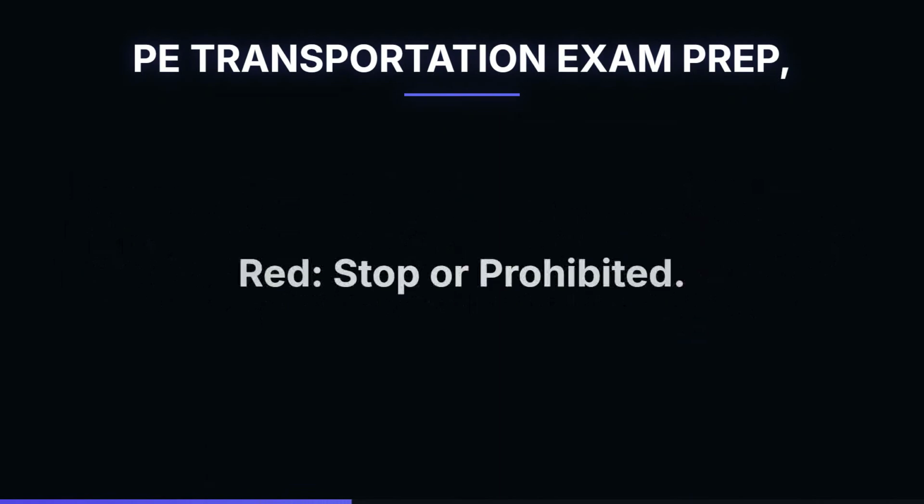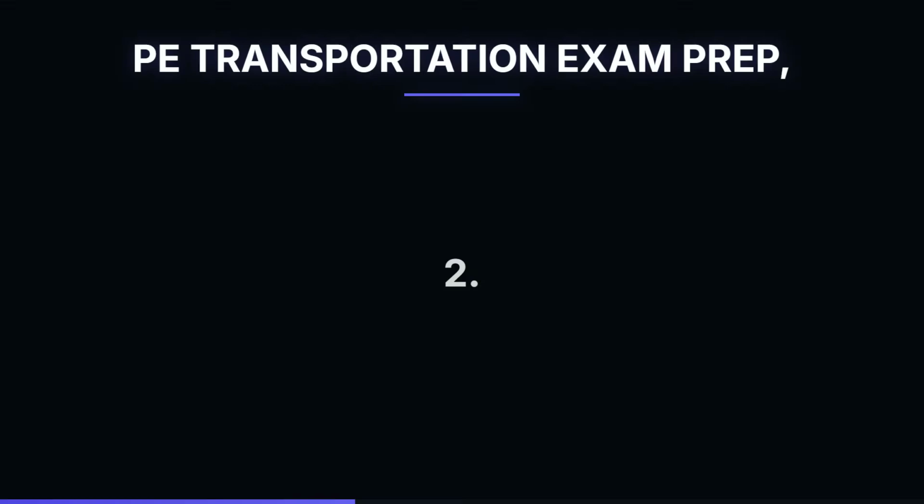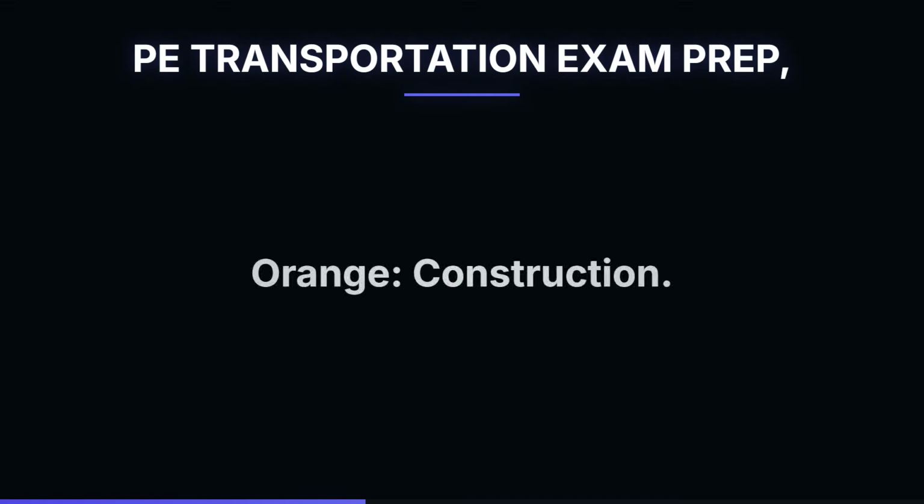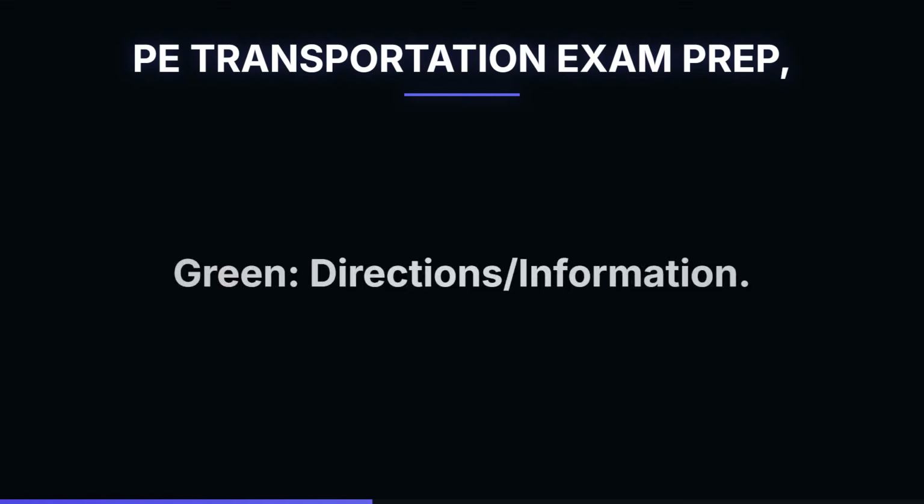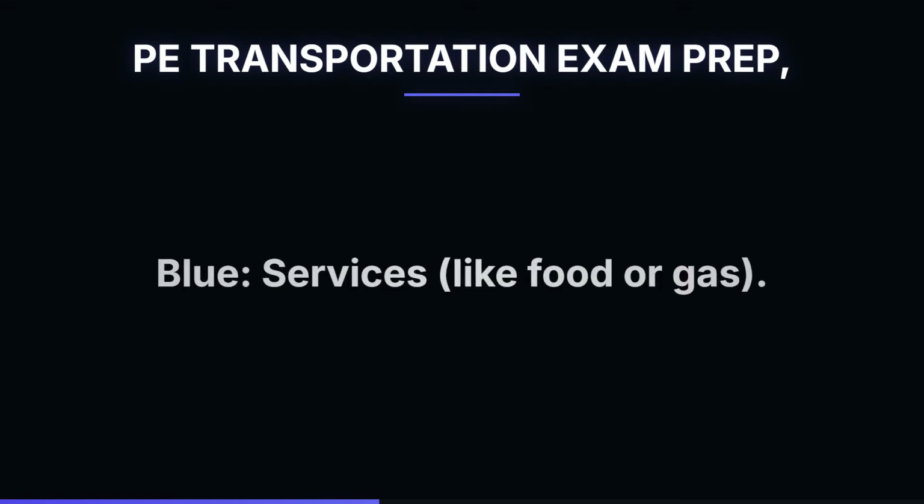1. Red, stop or prohibited. 2. Yellow, warning. 3. Orange, construction. 4. Green, directions, information. 5. Blue, services, like food or gas.